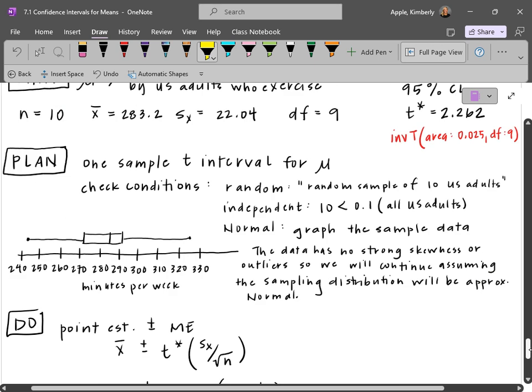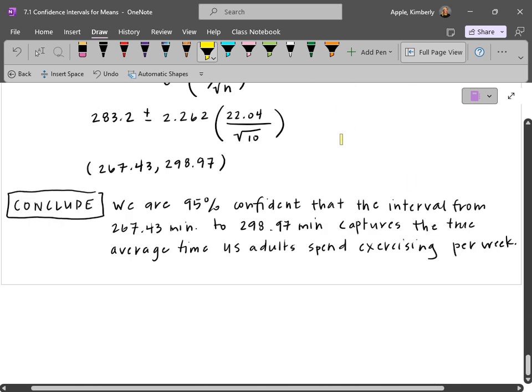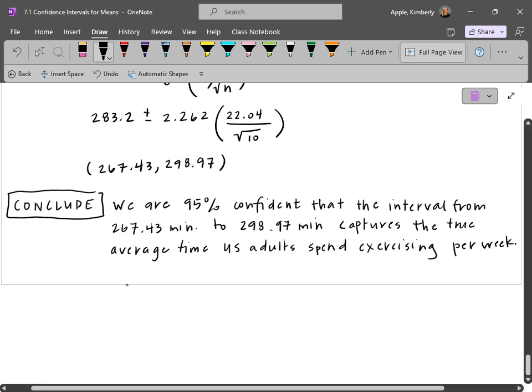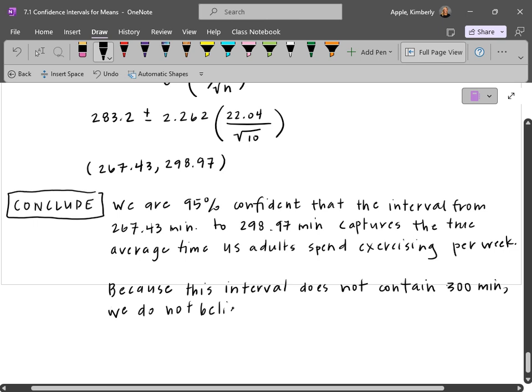So based on the interval that we see here, do we believe that U.S. adults are exercising a sufficient amount? Why not? Right, 300 is not in the interval, so it's not a feasible value based on what we have done. So we'll say because this interval does not contain 300 minutes, we do not believe that the average adult is exercising enough to ward off cancer.